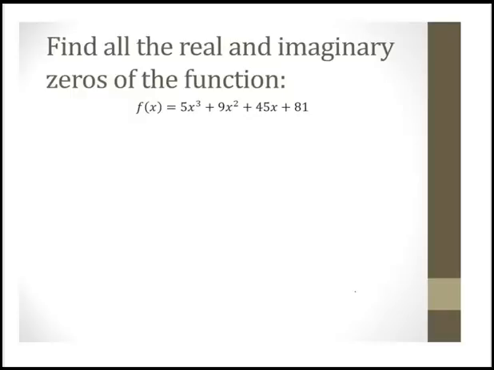What if we're asked to find real and imaginary zeros of a function? Alright, well, let's look at this function. We have 5x cubed plus 9x squared plus 45x plus 81. So we would still set it equal to 0. I'm going to try and use some factoring here. I'm going to use that grouping technique again.